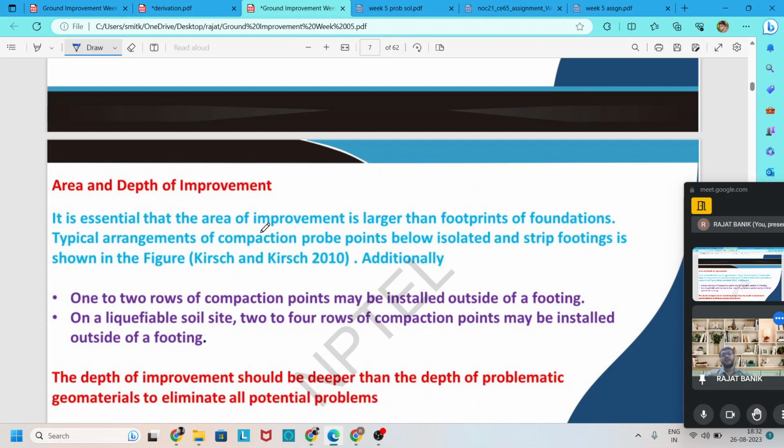Another point discussed here is that the depth of improvement should be deeper than the depth of the problematic geometry to eliminate the potential problem.